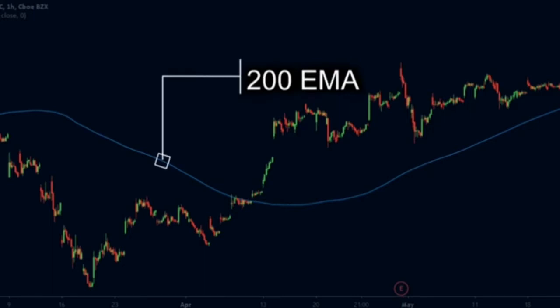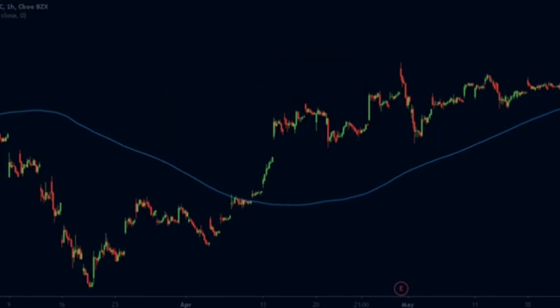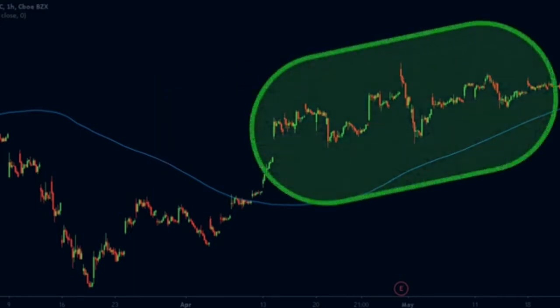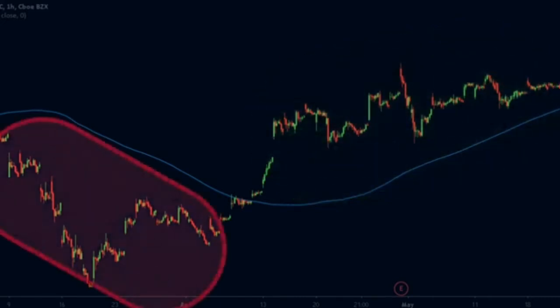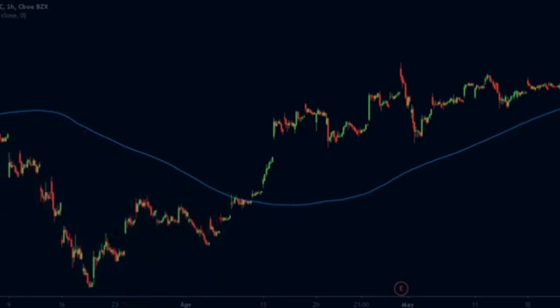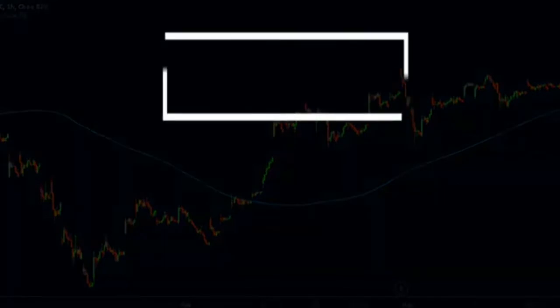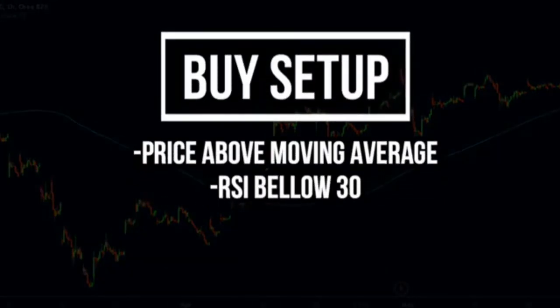For example, let us use a simple 200-period moving average. This will help us in identifying the trend of the market. If the price is above the moving average, then it will be considered to be in an uptrend. Similarly, if the price is below the 200 periods moving average, then it will be considered to be in a downtrend. Hence, when the price is above the moving average, we will look for buy setups only. We will buy when the RSI is oversold. In other words, we will buy when the RSI is below 30.